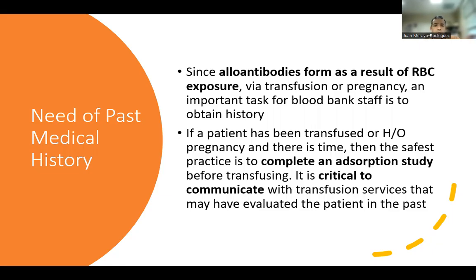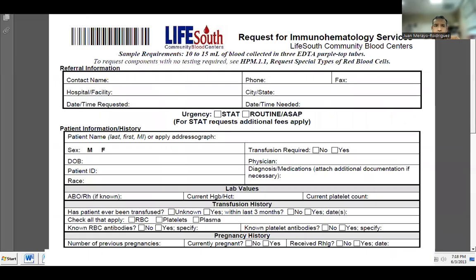It is critical to communicate with transfusion services, as they may have evaluated the patient in the past, so we have more history. This is a sample from our forms for request for immunohematology services, and you can see the arrows pointing at some places that we usually miss in the history, like diagnosis, medications, current hemoglobin, transfusion history, and any known RBC or platelet antibodies. All of this information is critical to get to a better conclusion on the studies.